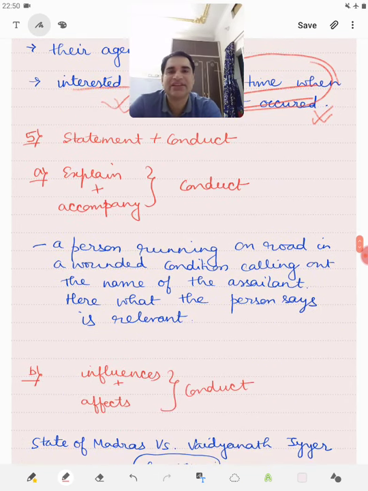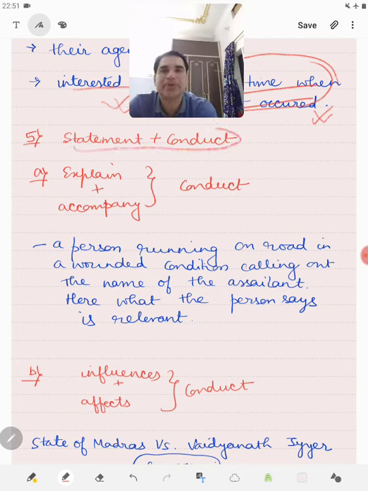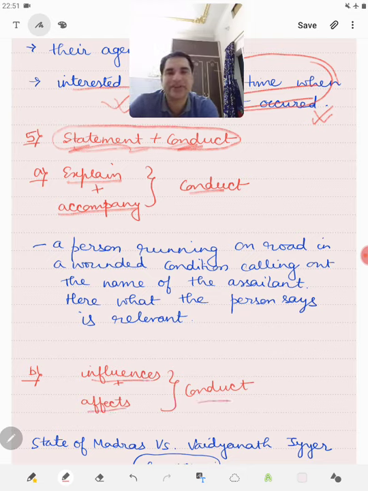Now we have seen motive, preparation, and conduct. Now we will see another important thing which is part of explanation 1 and explanation 2 of section 8, that is, a statement followed by conduct, or a statement which influences the conduct. So again I repeat, statements as such are not relevant, but those statements which explain and accompany the conduct, or those which influence and affect the conduct, are relevant.